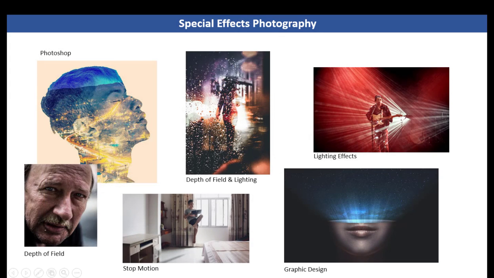Here's some special effects photography. In the top left, you have a Photoshop of one image that's been embedded into another. In the bottom below that you have depth of field, a close-up, and in the middle depth of field and lighting, and below stop motion, and in the top right you have lighting effects, and in the bottom you have more graphic design work that was 2 images put together in Photoshop.